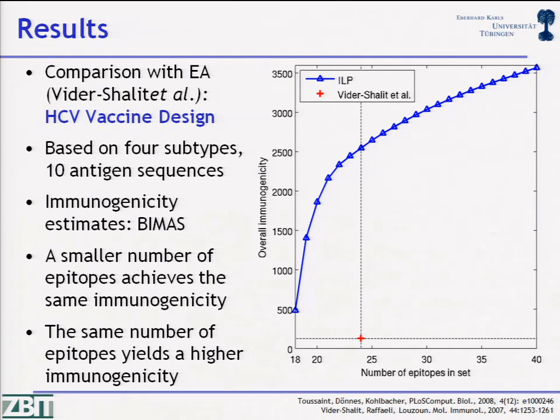Or if you look at it from another point of view, if you want to minimize the number of epitopes, then you can achieve the same immunogenicity they achieve with 24 epitopes with 18 epitopes. So these are the two ways you can compare these results.